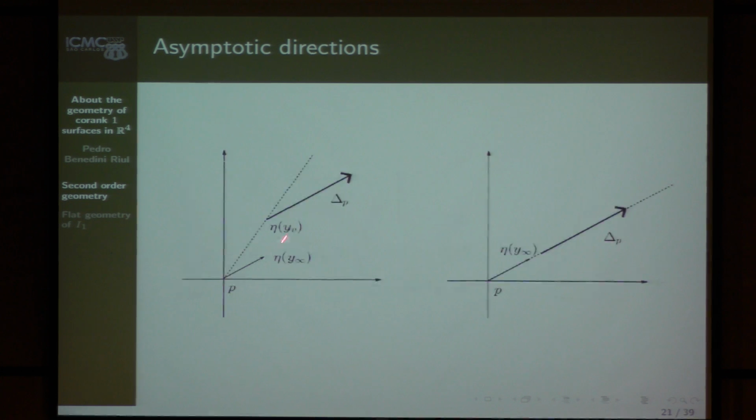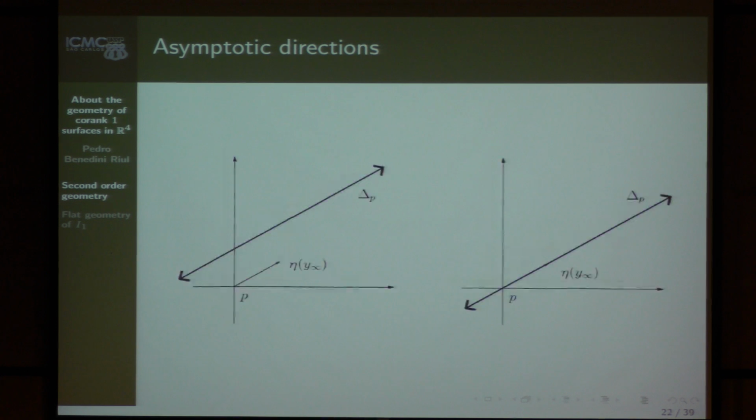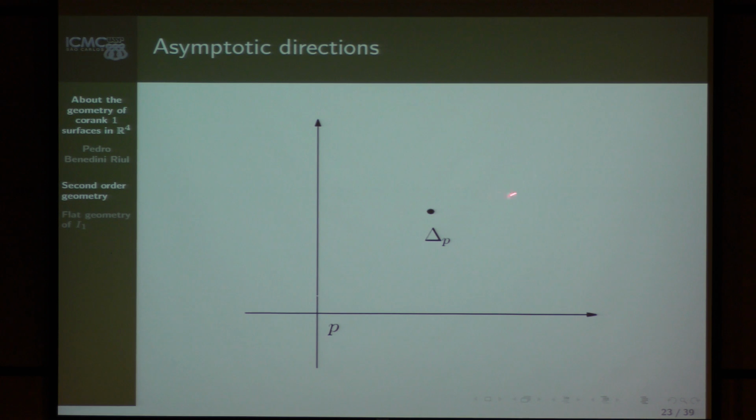When Δp is a half line, we have 2 asymptotic directions if Δp is not radial, and if it is, all directions will be asymptotic. When Δp is a line, we have 1 asymptotic direction if Δp is not radial, and if it is, again, all directions will be asymptotic. And at last, when Δp is a point, once again, this is the most degenerate case, all directions will be asymptotic.